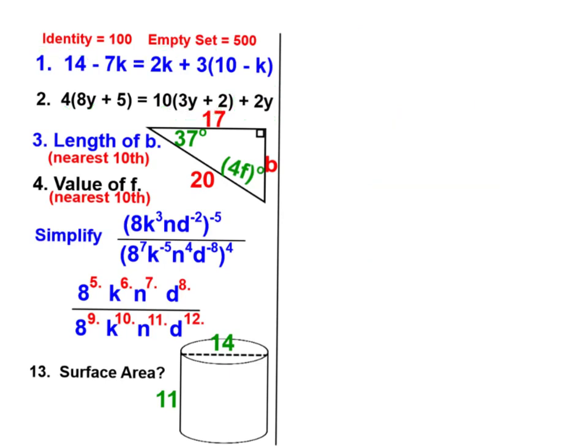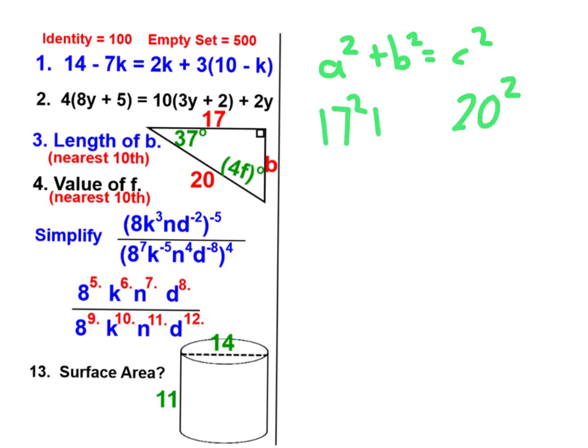Third one, we're looking for the length of a leg of a right triangle. So we're going to have to use Pythagorean theorem, which of course states a squared plus b squared equals c squared, c squared being the hypotenuse. So let me put these in here. We know that c squared is the 20 squared. 17 squared plus b squared equals 20 squared. So I would, of course, work this out, getting 400 and 289.